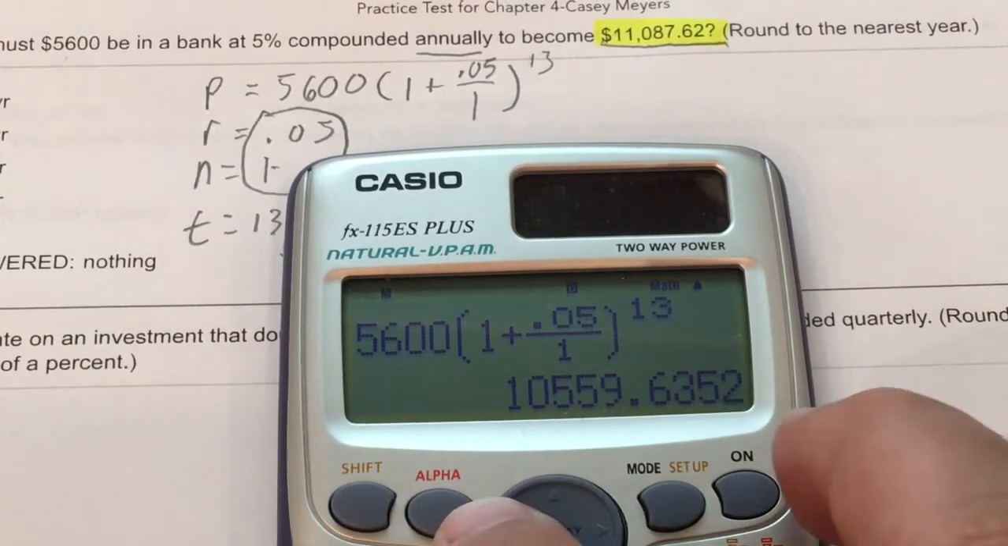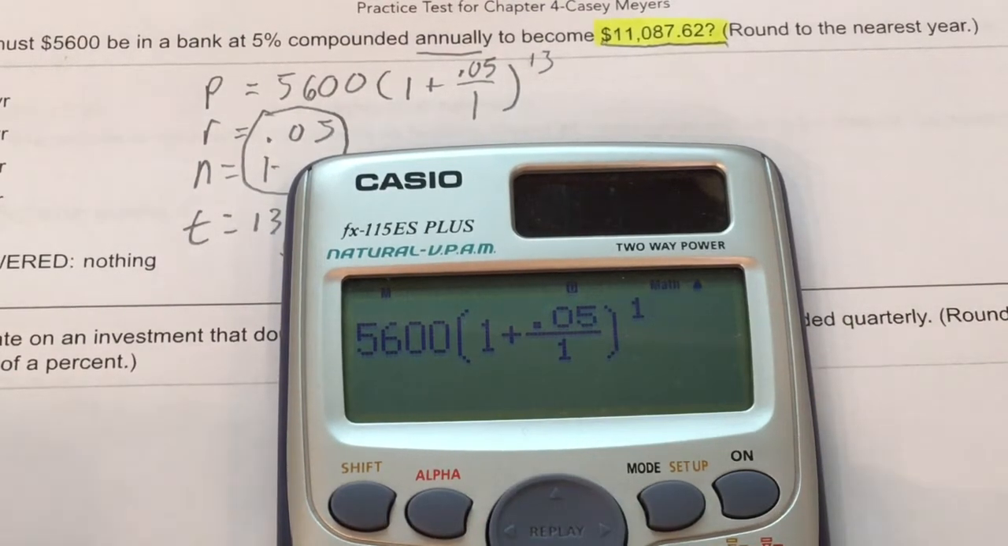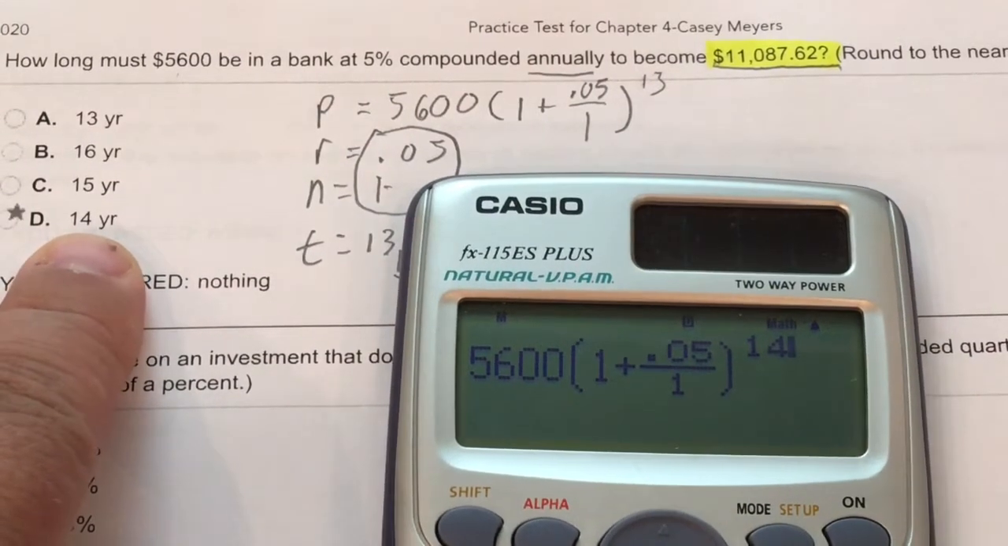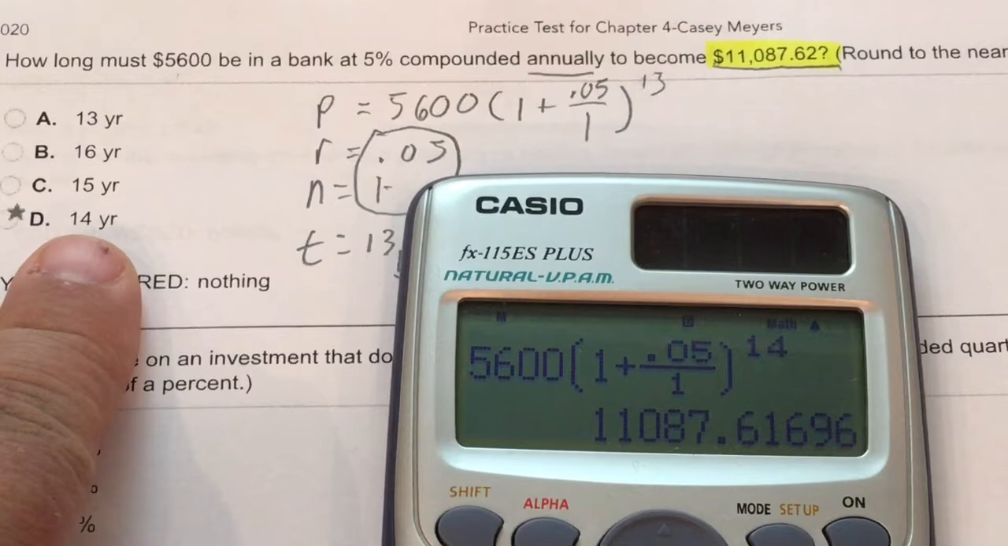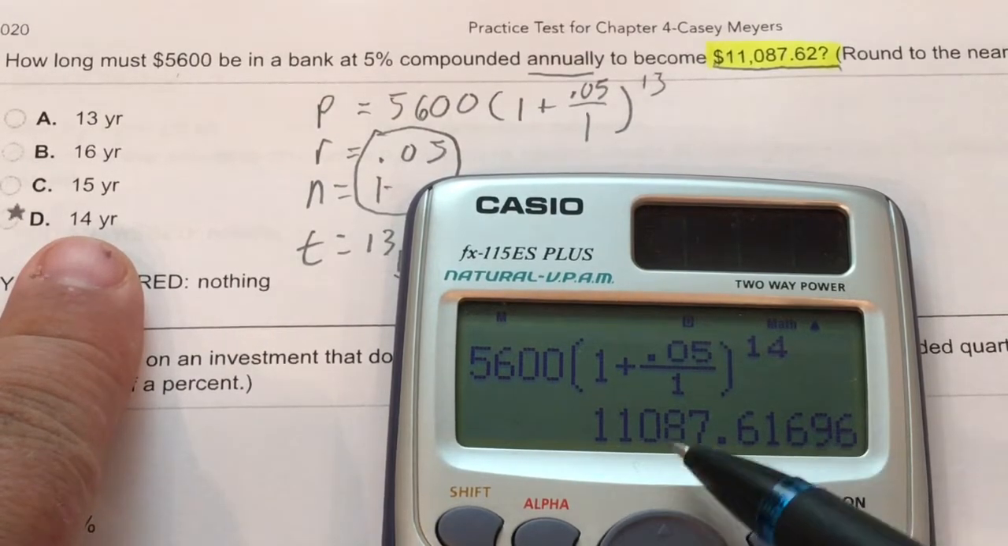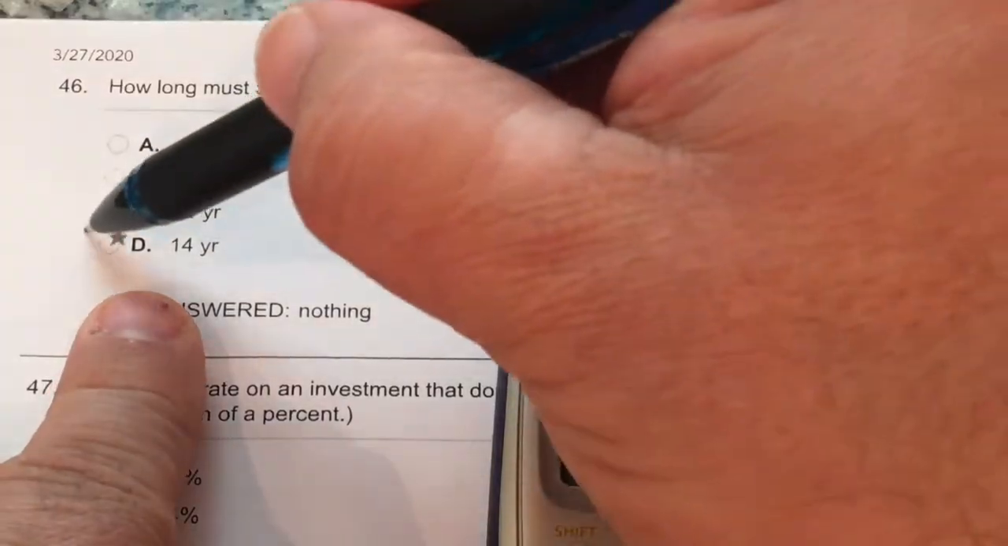No. So I'm going to back arrow and change that 13 to a 14, because that's one of my choices. Whew, right on the money. 11,087.62. So it has to be 14.